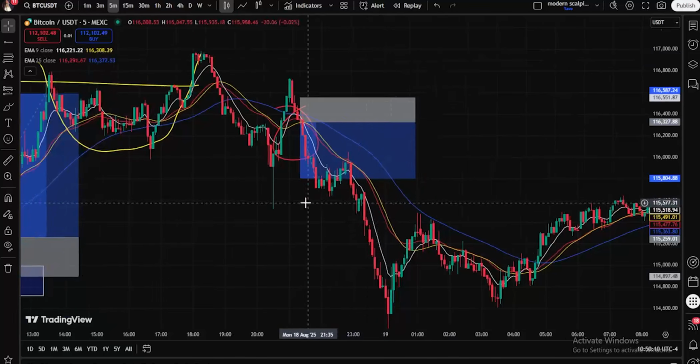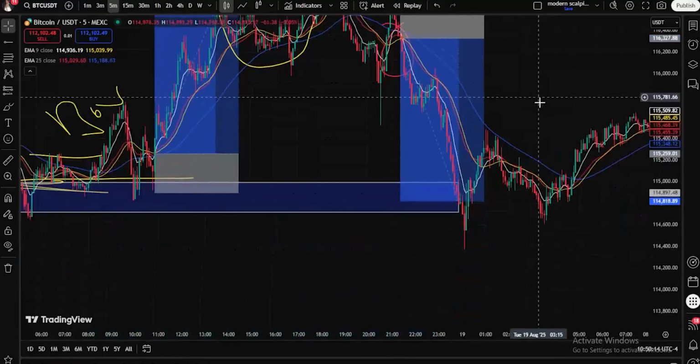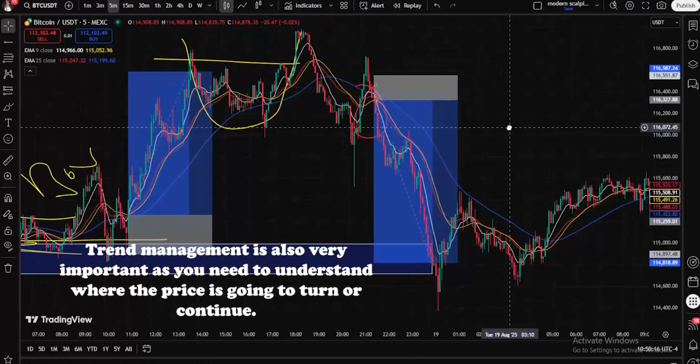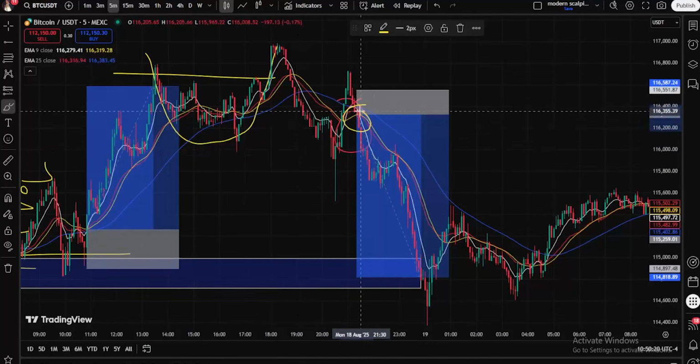Usability in various markets. This strategy is not limited to Forex. It can be used on the crypto market, indices, even commodities such as gold.